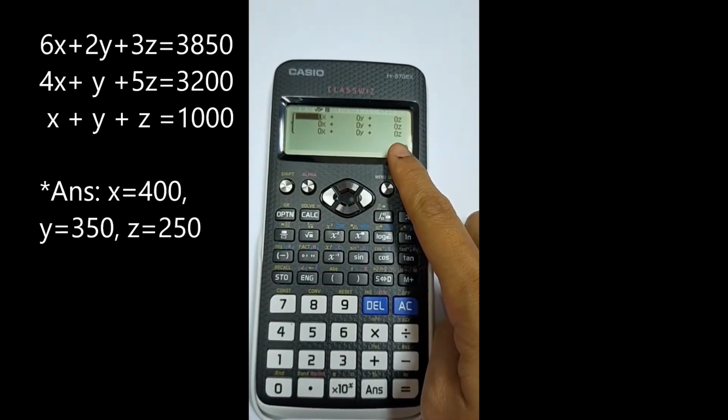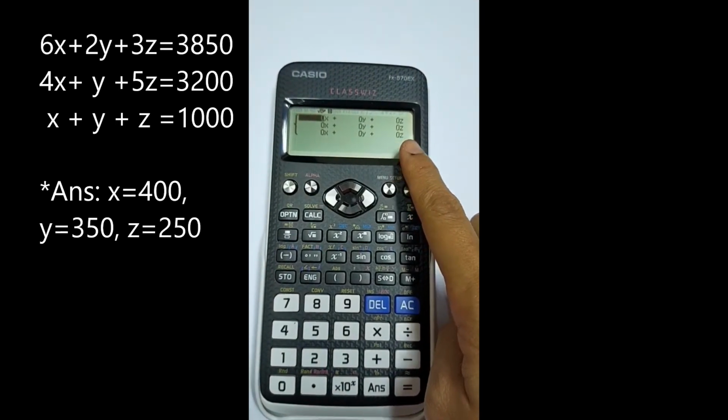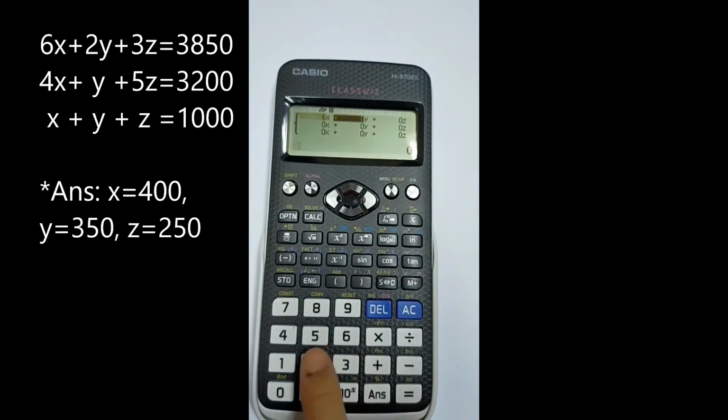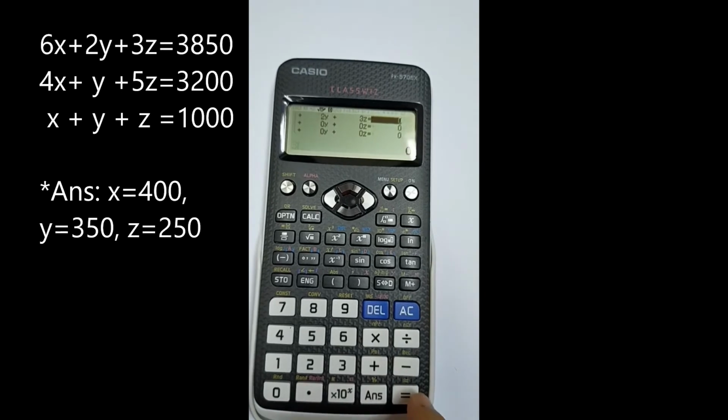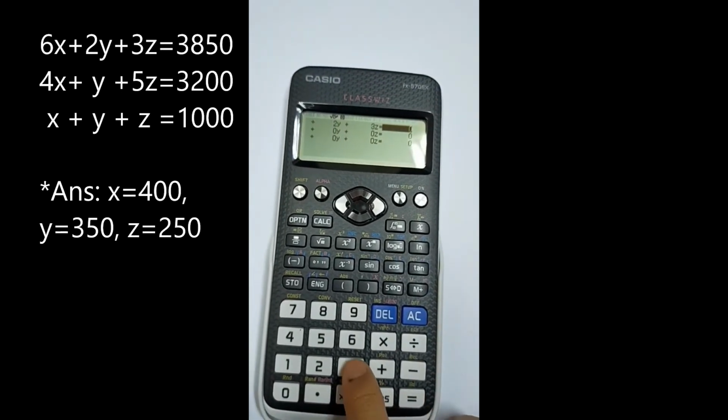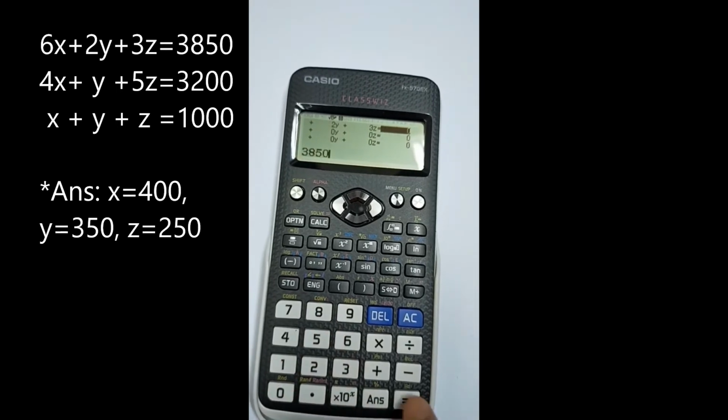So we plug in all the elements of matrix A into the calculator. So we have 6, 2, 3, and this is for matrix B. So we plug in the value, 3850. Then press equal.